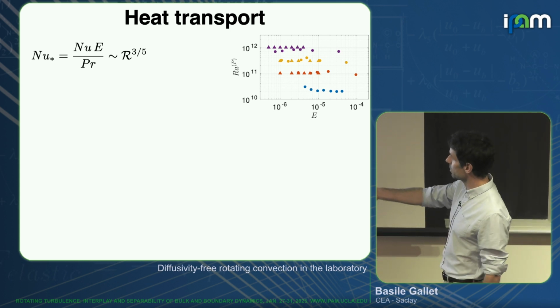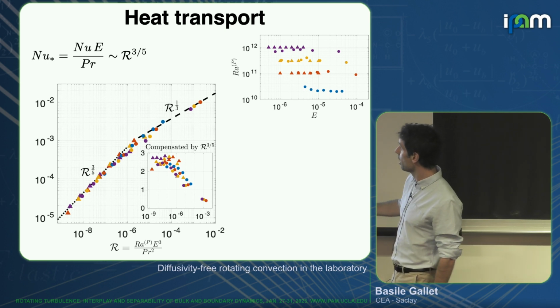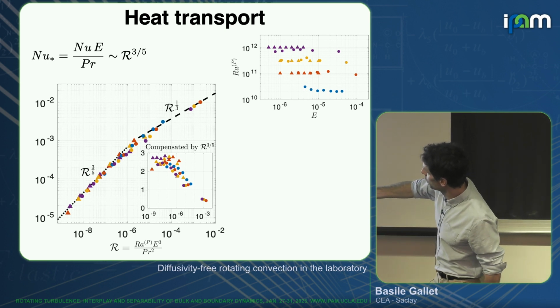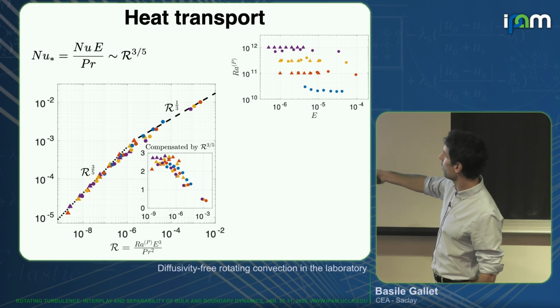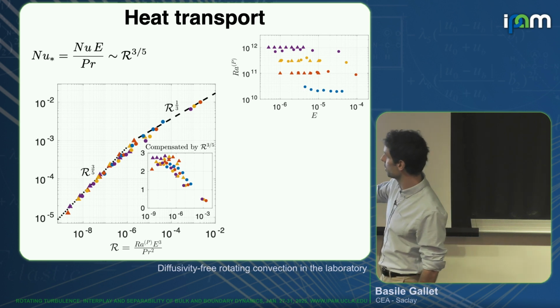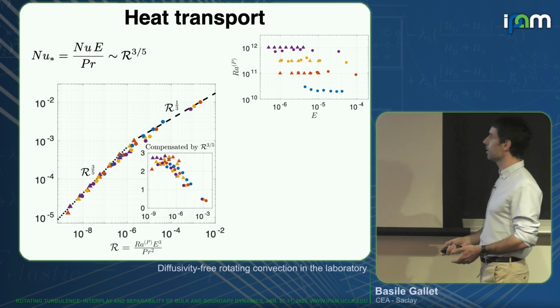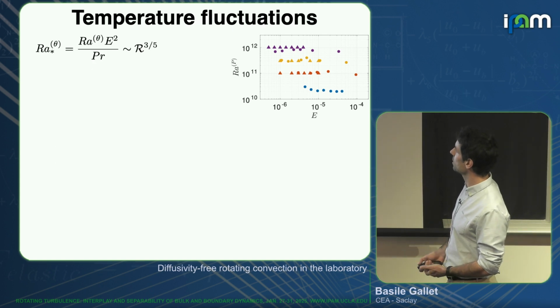Okay, the prediction again is Nu star goes like R to the 3/5 for the geostrophic turbulence regime. So that's basically the same. Oh, there should be a Nu star here. Apologies. This is basically the same plot as before, but now you also have the triangles here that are nicely superposed with the experimental data. So that's all consistent, and we can now go to study other quantities.